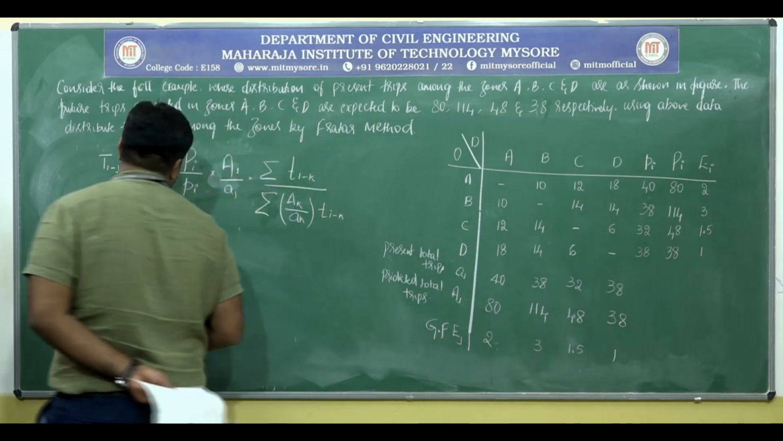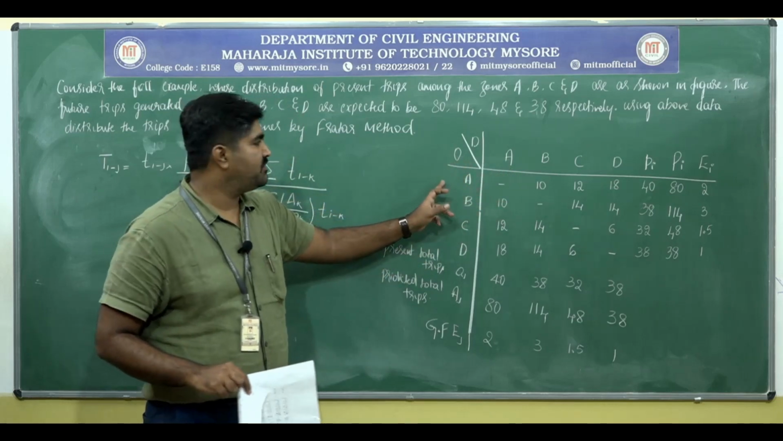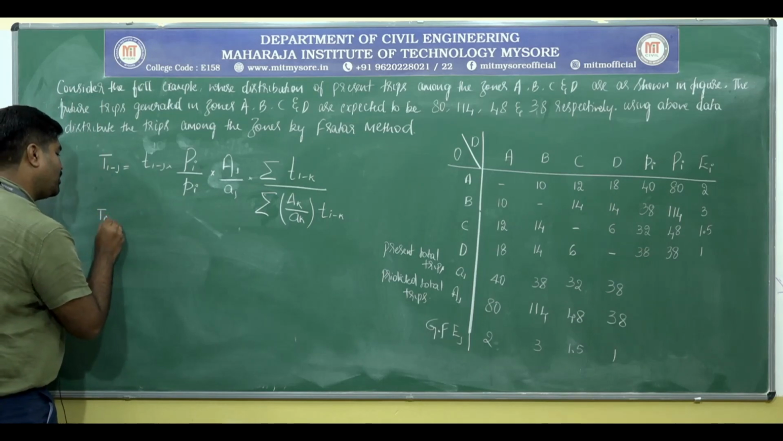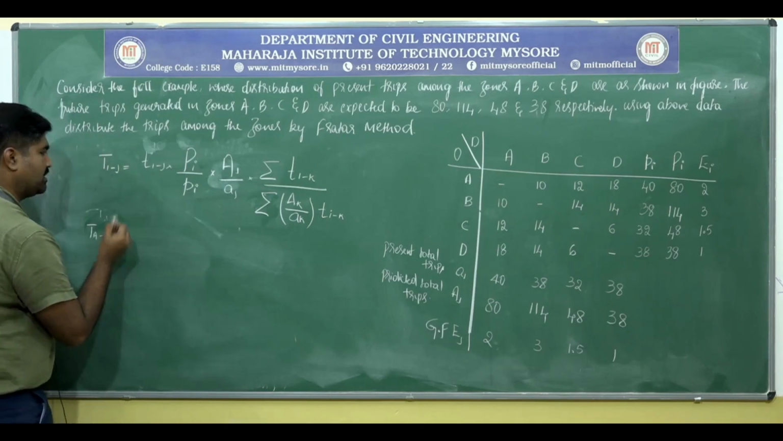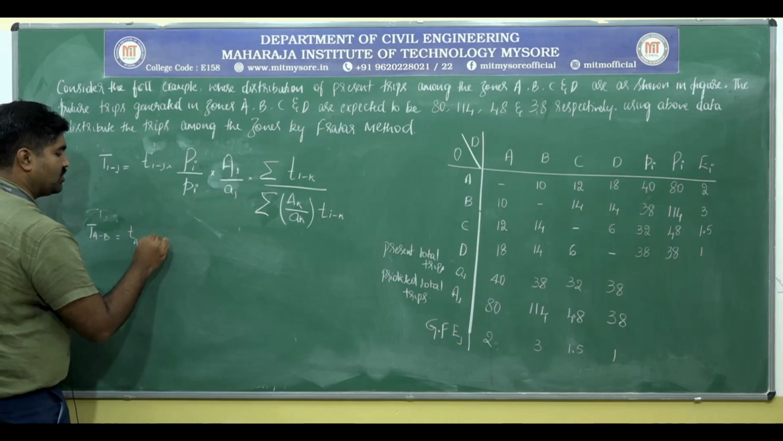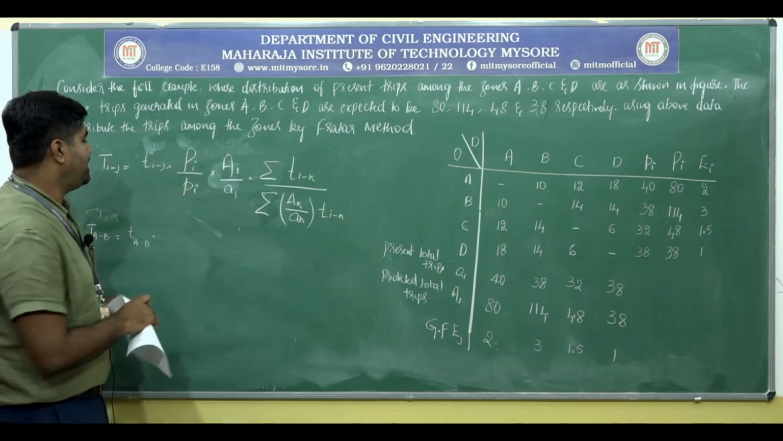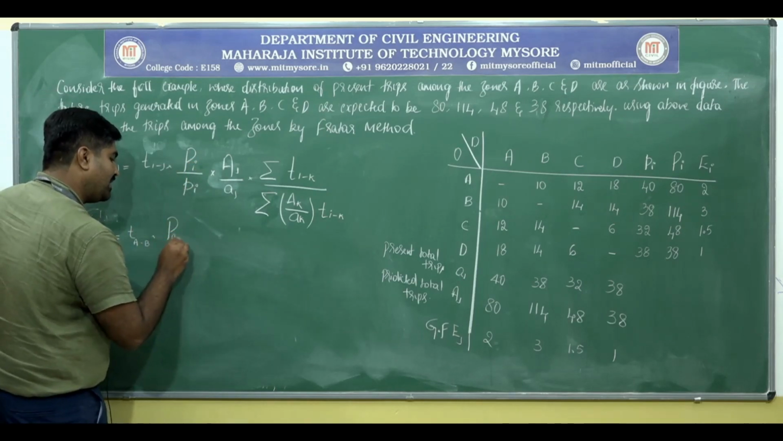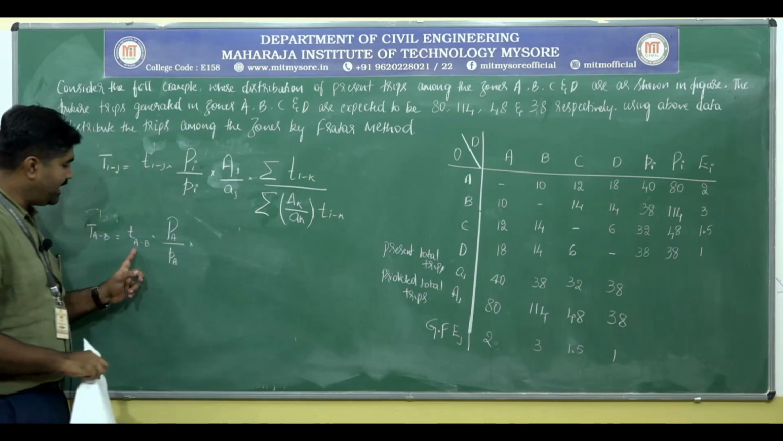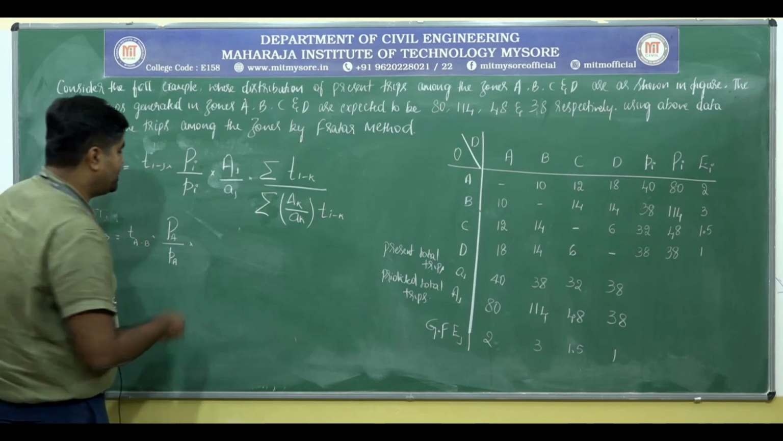Now apply the values here. First, there are no trips between A to A. We have trips between A to B, that is T A to B. Small t A to B into capital PA, since the trips are generated at zone A, divided by small pA, into the trips attracting from A to B, so it is capital AB divided by small AB.